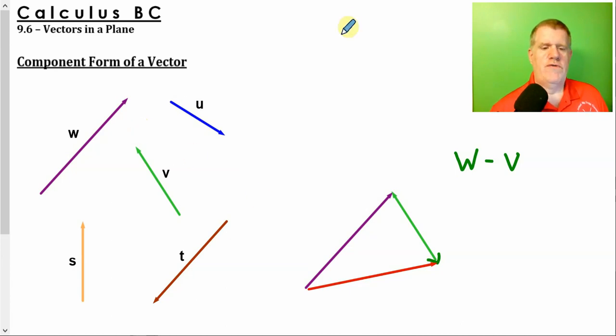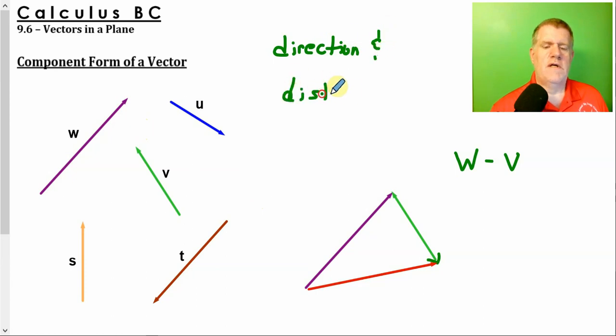But what I want you to realize is what a vector is. A vector has direction and distance. You can think of it as slope and distance. You can think of it as slope and magnitude. Another name for distance we use with vectors is magnitude. It sounds more powerful, doesn't it? The magnitude of the vector. What does that mean? How long it is. So W has a bigger magnitude than U because it's a longer line.